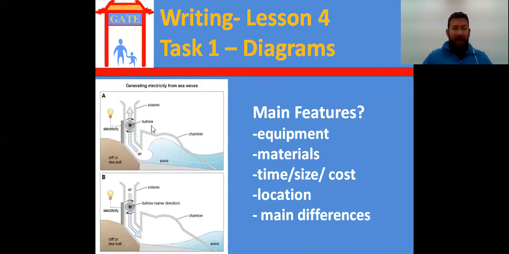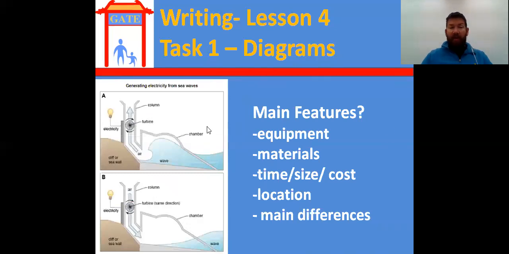After that, you would say both use the same equipment, which includes a chamber, column, turbine, and actually pretty much chamber, turbine, and column alongside the cliff or sea wall. So you talk about where this equipment is and maybe what the equipment is. So what is the equipment and the location of the equipment, kind of thing. After that, very, very simple BP2.